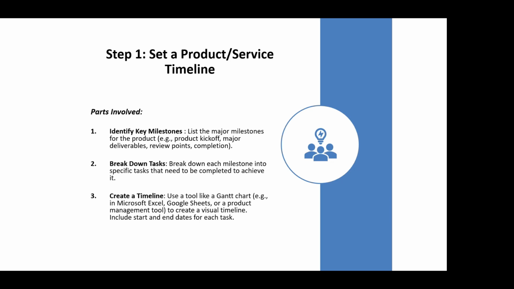So in this first step, in this first exercise that we're going to do, we have three parts here. We want to identify our key milestones. These are the major milestones for the product, or the project, or the service that we're developing. These are things like project kickoff or other major deliverables along the way. And so we'll talk about that.